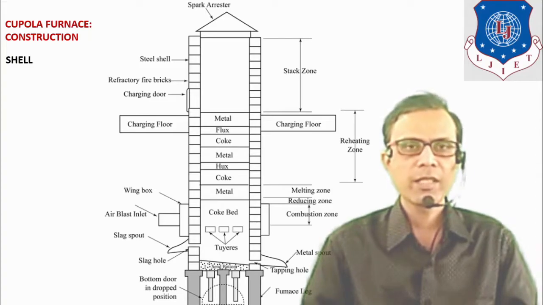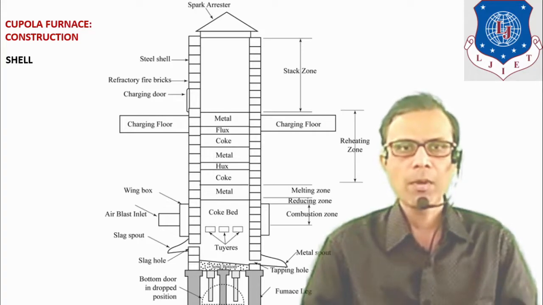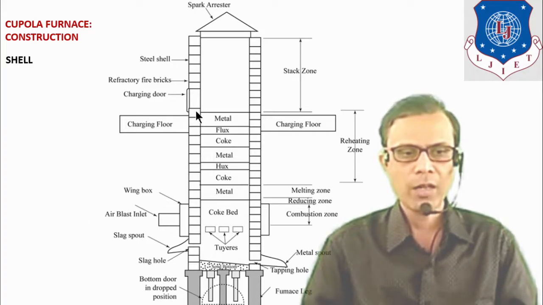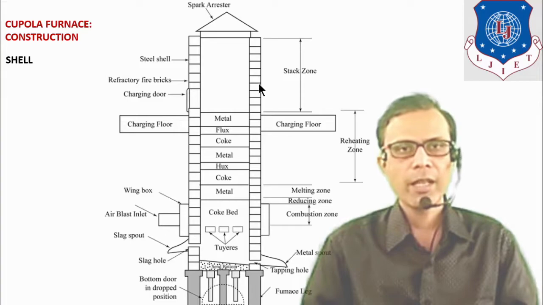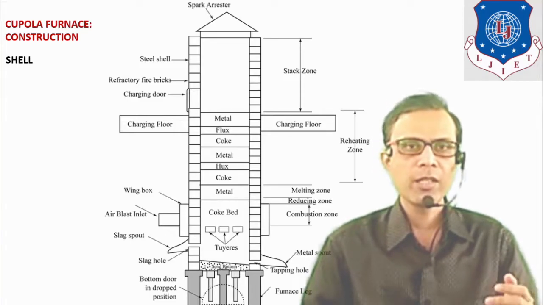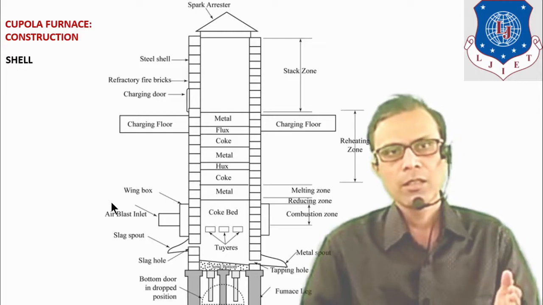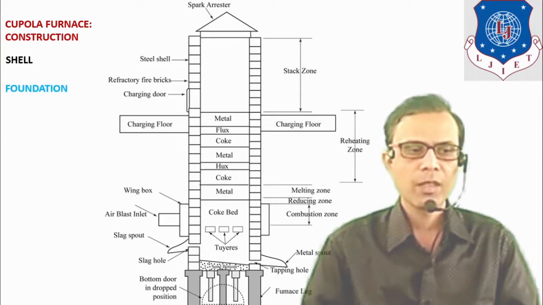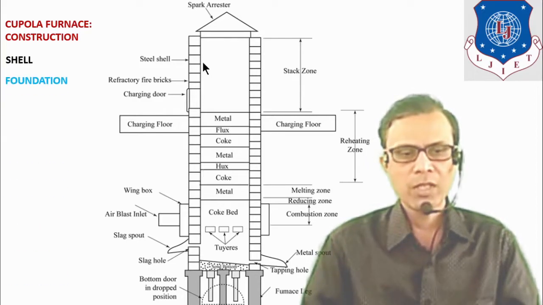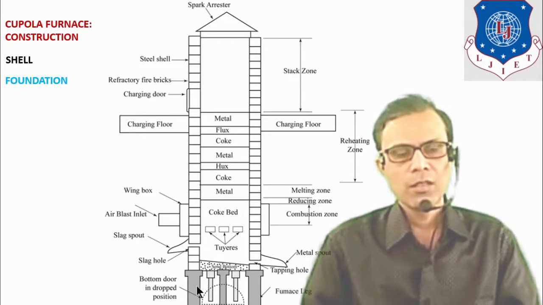Cupola furnace is made from a boiler plate of approximately 6 mm thickness. This outermost part is known as the shell. It is the shell of the furnace and it is of cylindrical type, and it is open at both the ends, at upper end and at lower end. Inside the shell, refractory lining is made, which can be made from fire bricks. Foundation of this furnace is shown here. It is supported by cast iron legs on the foundation.